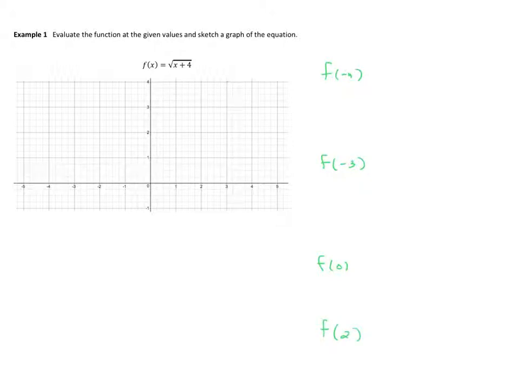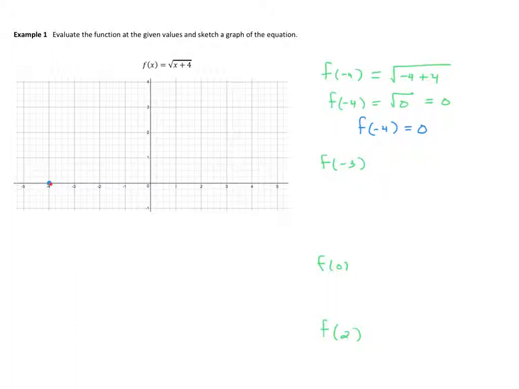So all I'm going to do is take these numbers, -4, -3, 0, and 2, and put them in place of x in my function and solve for the corresponding y value. Starting with f of -4, this is the square root of -4 plus 4. That means f of -4 is equal to the square root of 0, and that is 0. So here I have a point. When x equals -4, the y value is 0. So I'm going to put that right here.